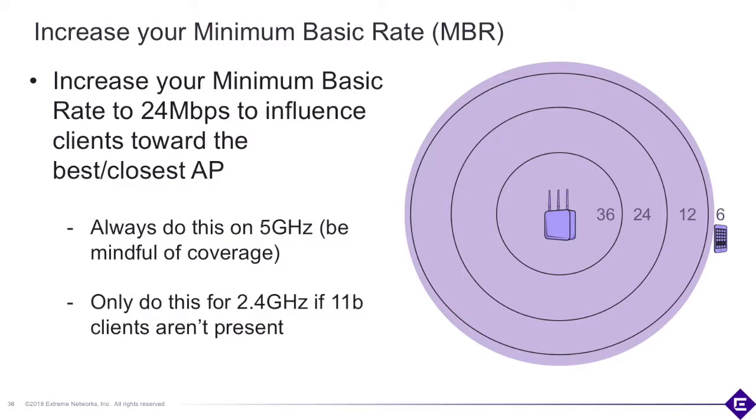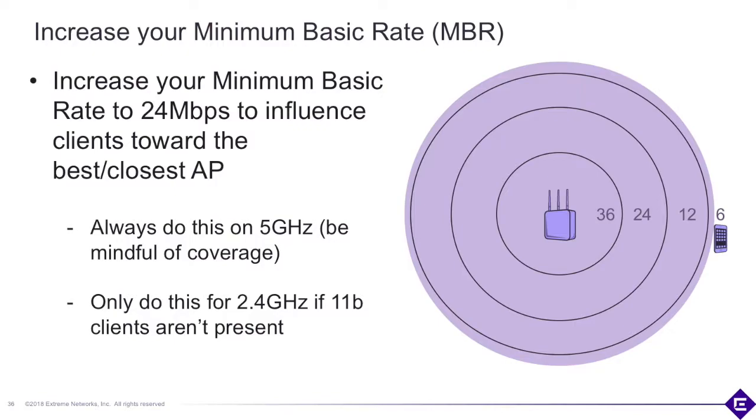Also, for your older 2.4 clients, it shouldn't be a problem anymore. 11b clients are hard to find nowadays on our network, but they do not support the higher rates like the newer clients do. So if they are still around, you may kick them off the network by raising it too high. Like I said, they're rare nowadays, but it's something to keep in mind.